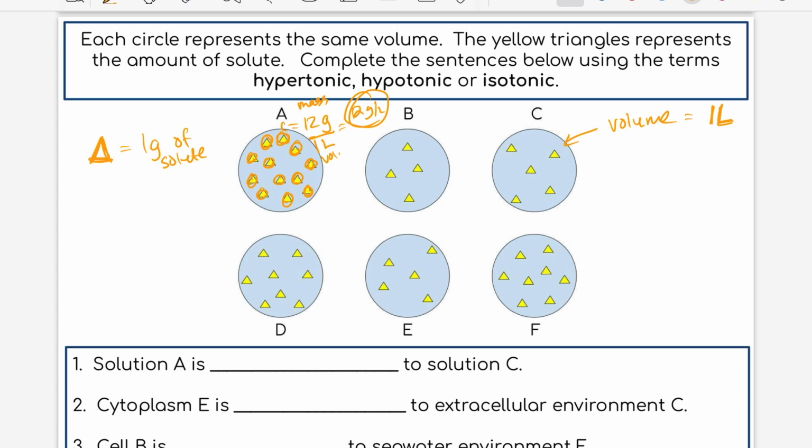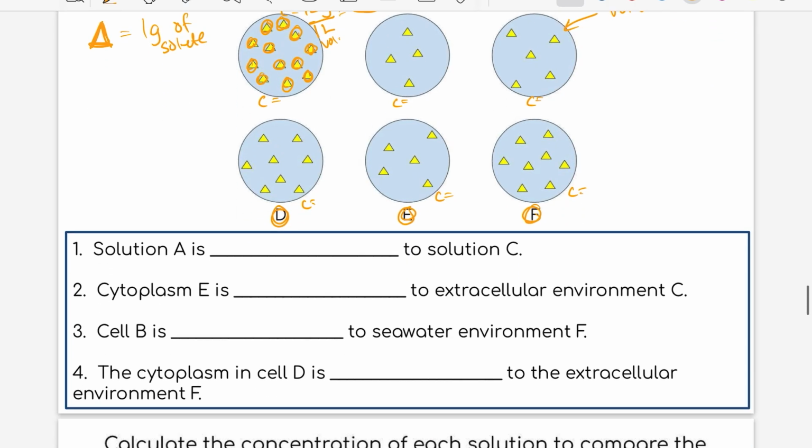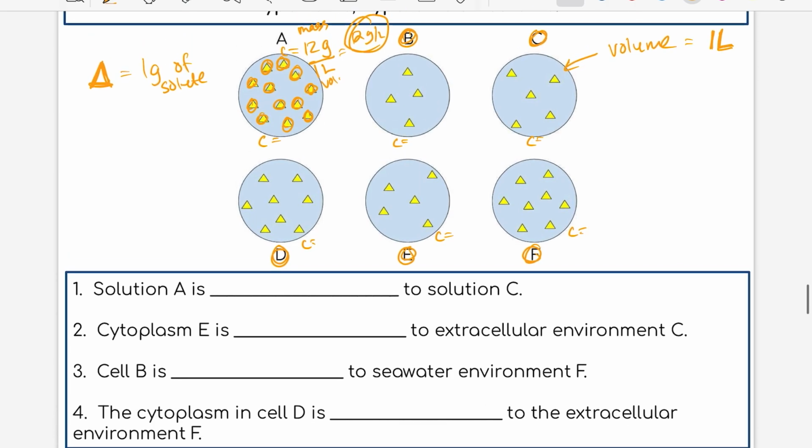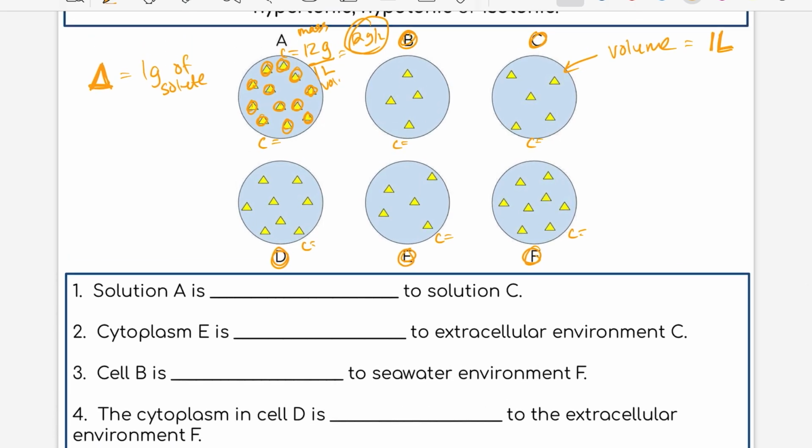Okay, so now what you need to do is have a look at B, C, D, E, and F, and calculate their concentrations. What are their concentrations? Concentration is equal to... And then once you've done that, you can compare them. So for example, let's compare solution A to solution C.